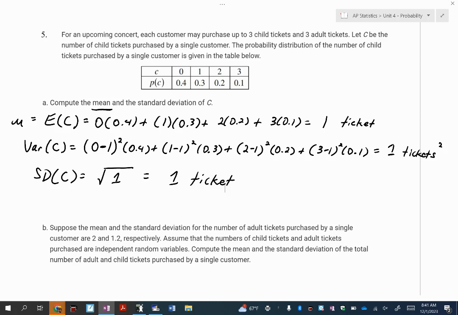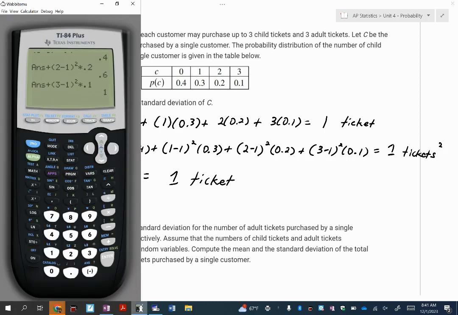So let me show you another thing about these calculators. If you haven't turned it on yet, make sure you turn it on. Go to stat, hit stat, and then edit. So stat, edit. In the first column, I'm going to put all of the different possible values for my random variable C. So 0, hit enter, 1, 2, and 3. Those are my 4 possible values for people going up to buy tickets for children.